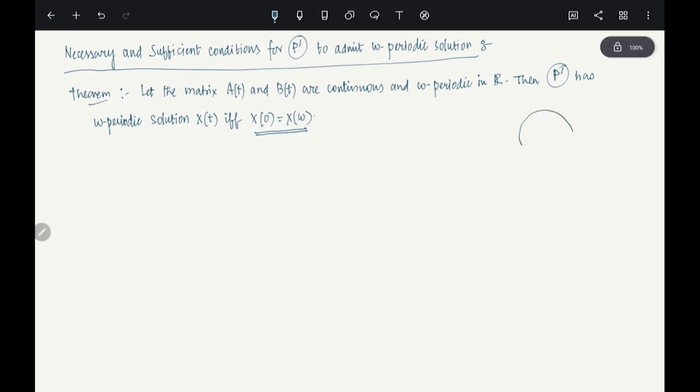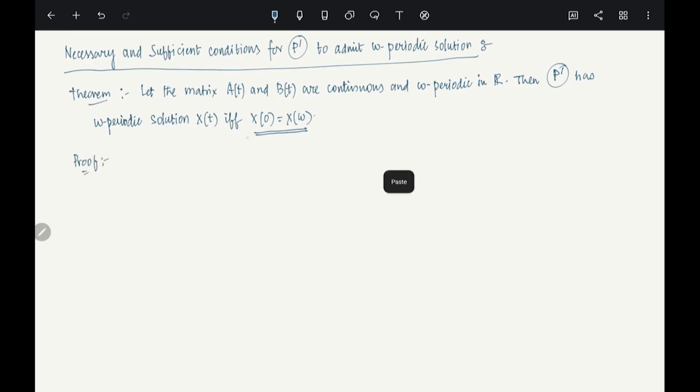So if you have a solution which is like a closed curve, what happens? It will again go on doing the same thing, right? So basically it is going to be periodic. That's the idea essentially. If the system is periodic, so basically A and B are W periodic, then the solution which you are going to get will be W periodic if and only if x0 equals xW. Okay, so let's look at the proof.